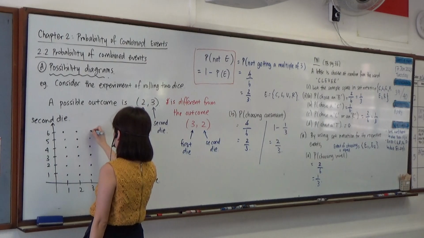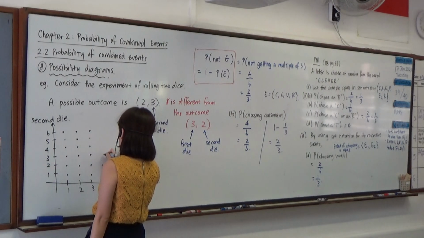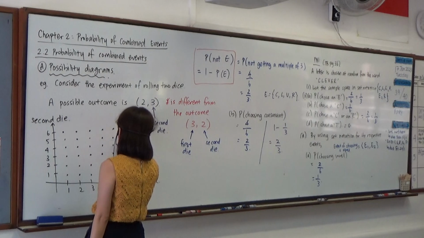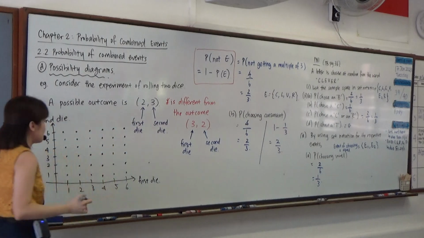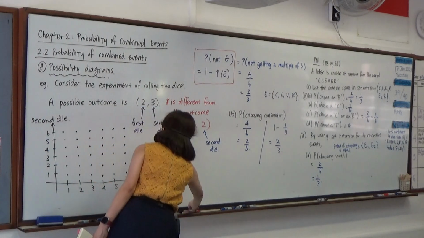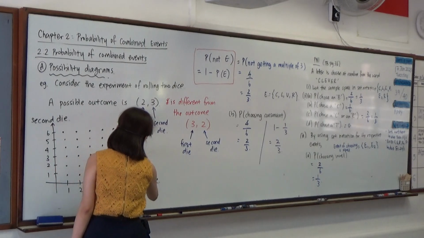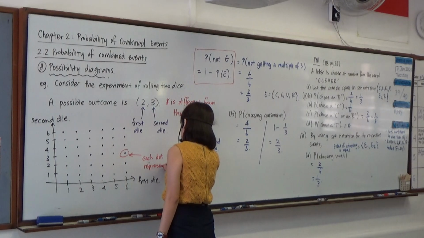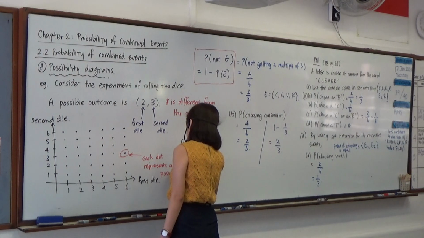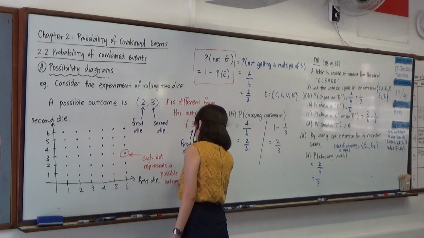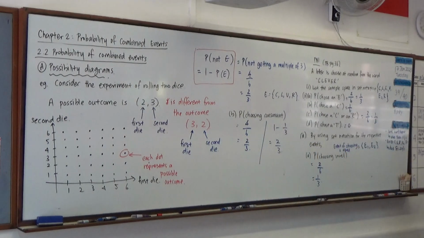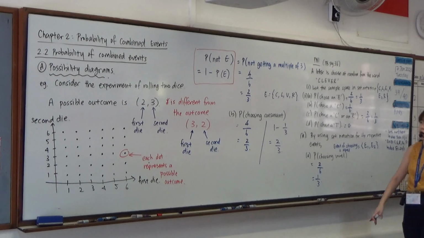But let me try my best to make it neat over here. So each dot represents each outcome. So a possibility diagram is a visual representation of the sample space.